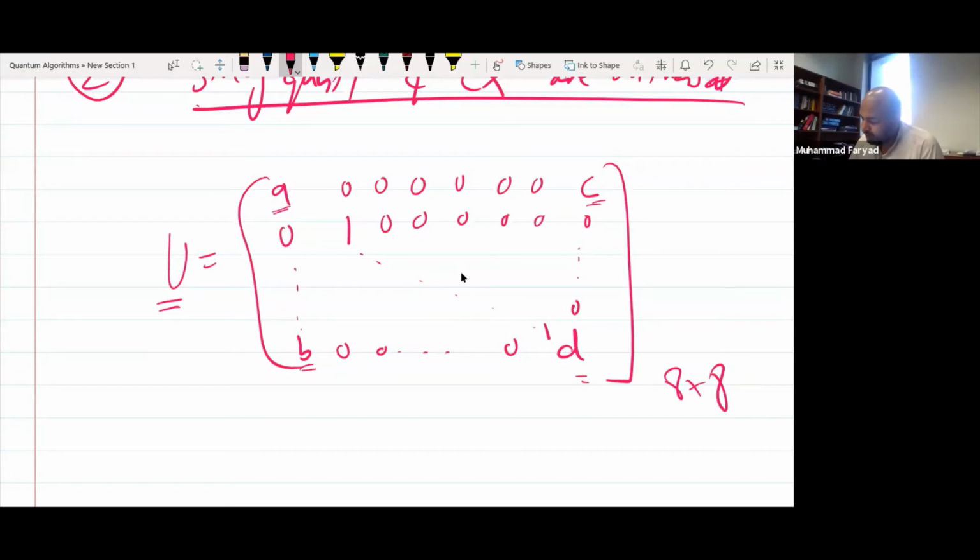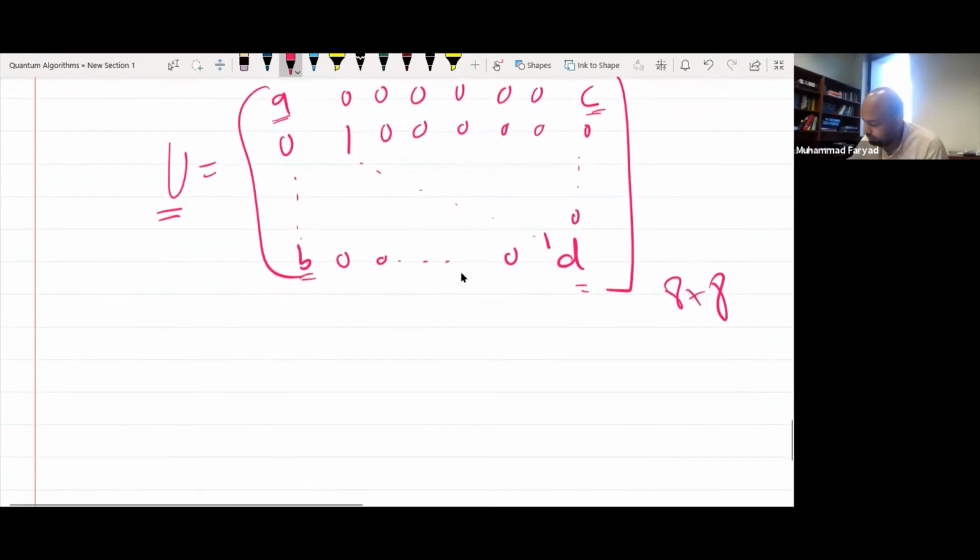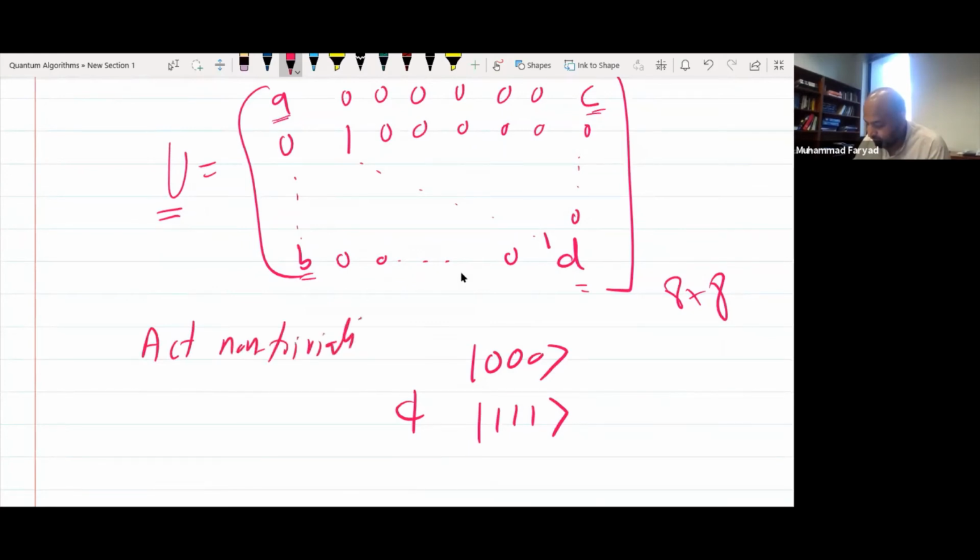अब इसको अगर आप देखें तो ये सिर्फ जो एक स्टेट है 0-0-0 और जो 1-1-1 स्टेट है, इन पे नॉन ट्रिवियली एक्ट करता है, only on these two states. Remember, this is an 8x8 unitary, so this is a unitary transformation that acts on 3 qubits, because 3 qubit operations can be represented by matrices that are 8x8. So 2 power 3 times 2 power 3.